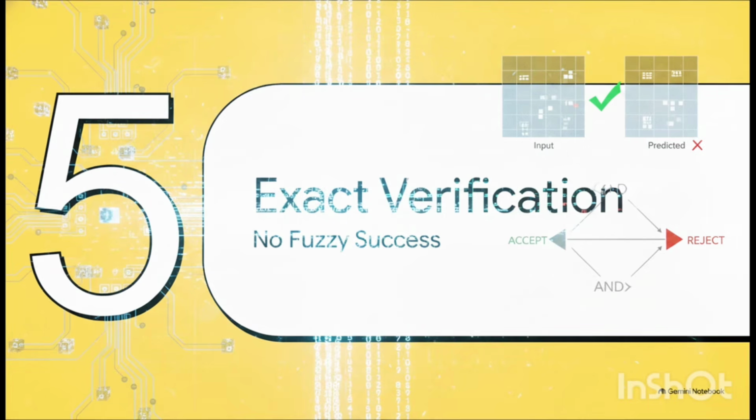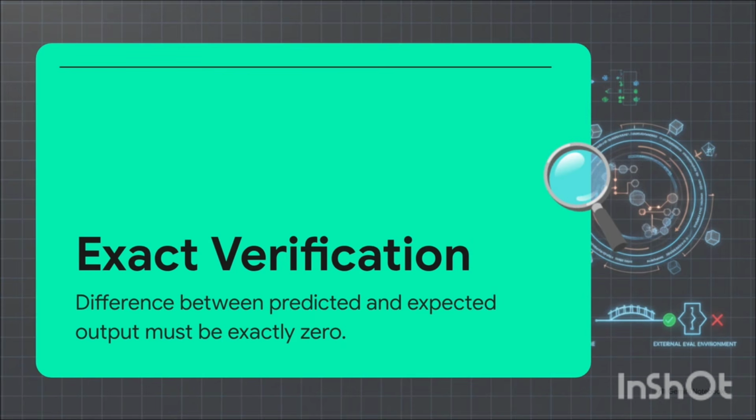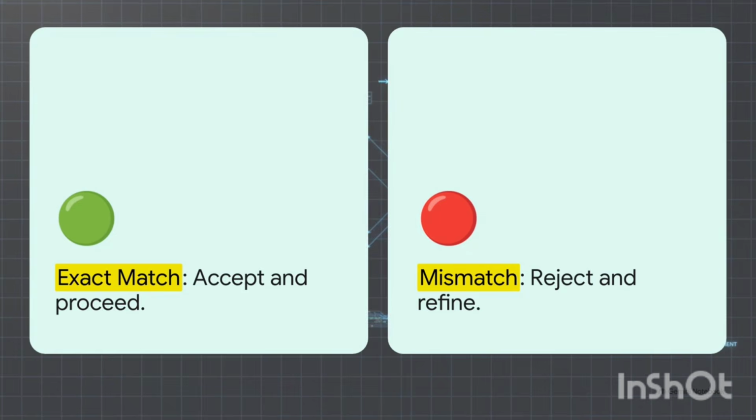Which brings us to the climax of the system in Section 5. The exact verification gate. No fuzzy success. This is one of the framework's defining principles, and it acts as a massive guardrail against overfitting. We're talking about a strictly deterministic computational gate. There is zero room for semantic similarity. There is no visual approximation. The difference between the predicted output and the expected output has to be exactly zero. If a single pixel is wrong, it fails. There's no close enough. So if it gets an exact match, the program is accepted. But if there is any mismatch, the gate rejects it.